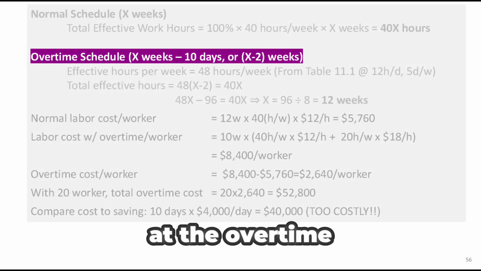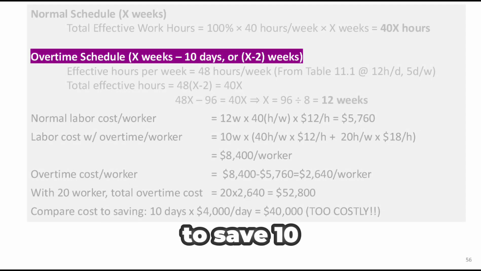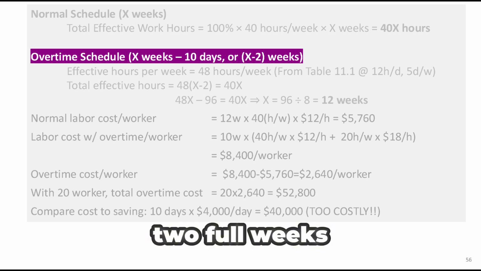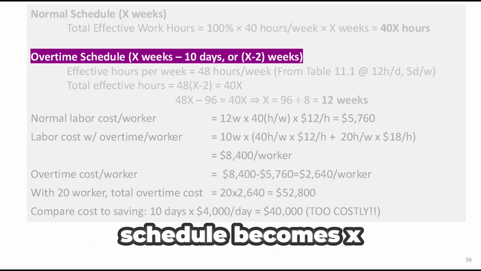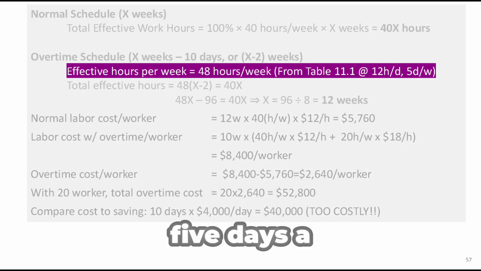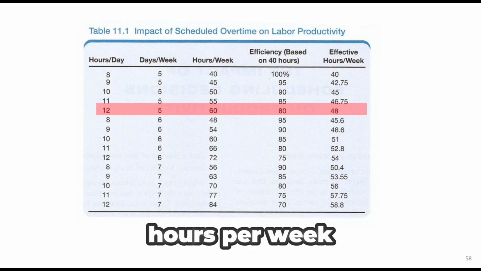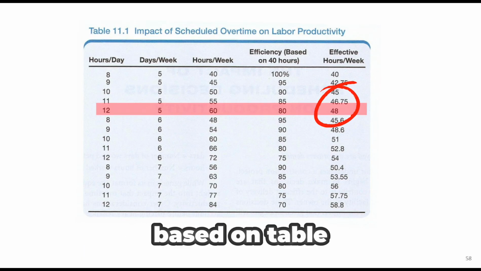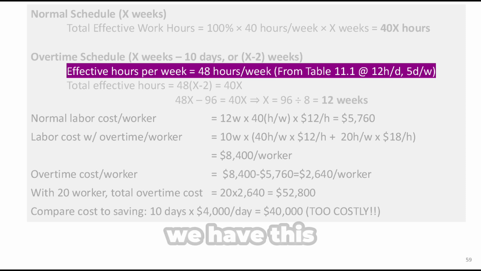Now, let's look at the overtime schedule. The contractor wants to save 10 days, and since the crew works 5 days a week, that's the same as cutting off 2 full weeks. So the new schedule becomes X minus 2 weeks. With the new plan, the crew works 12 hours a day, 5 days a week. That gives us 60 hours per week, but only 48 hours per week count as effective working hours based on table 11.1.